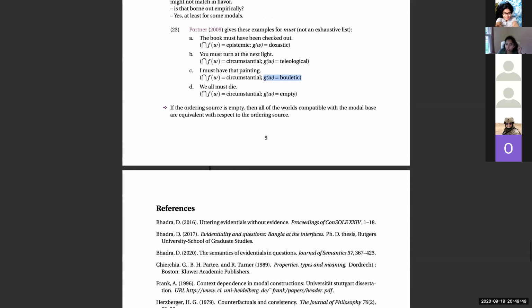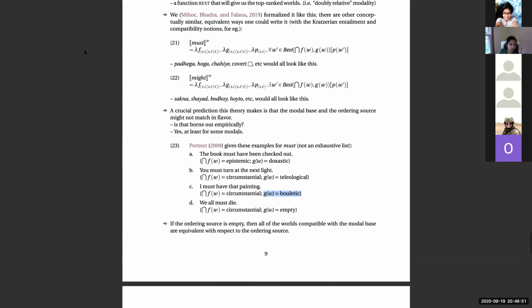Okay, so this is all I have. Thank you for listening. I have a question here. Vyom has a question. There can be two levels of modal flavors. What do you mean, two levels of modal flavors?